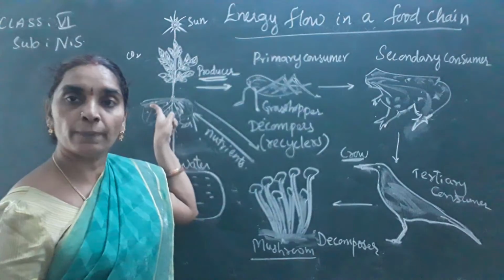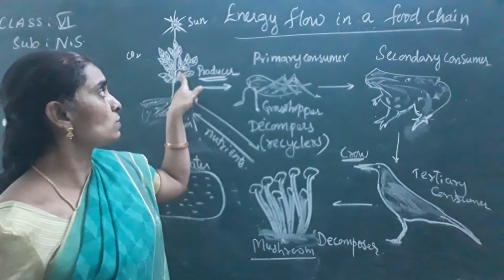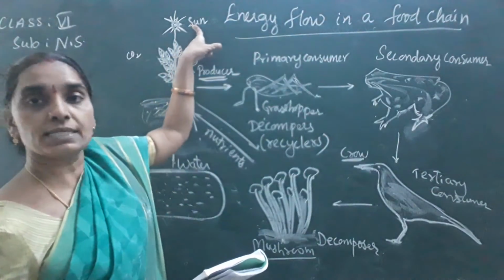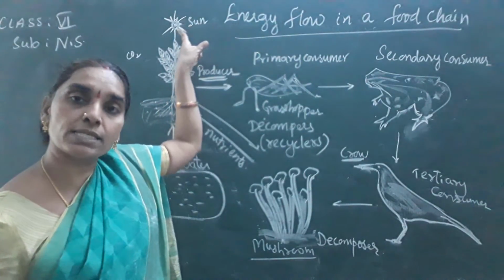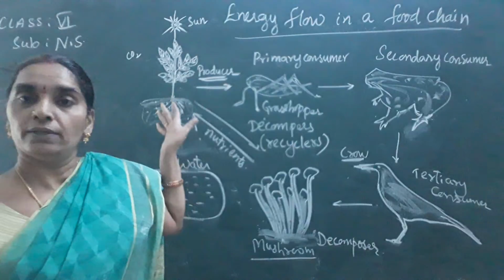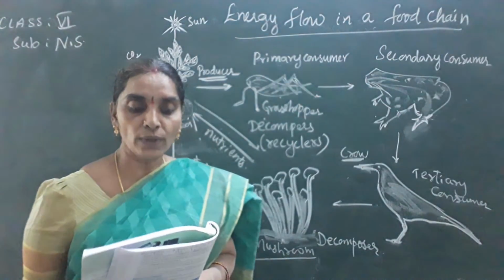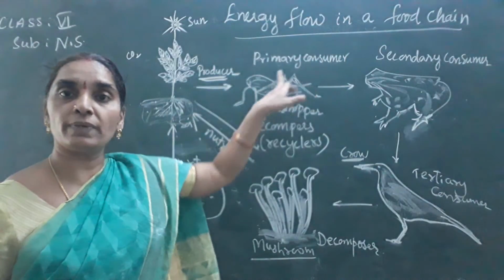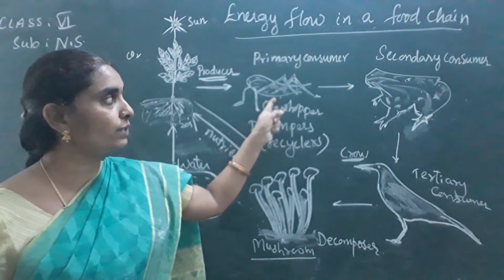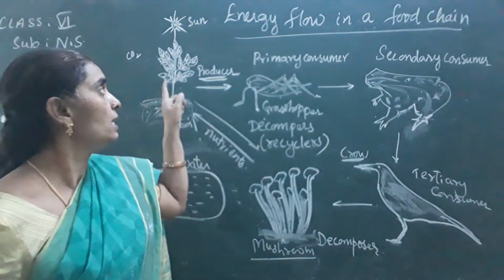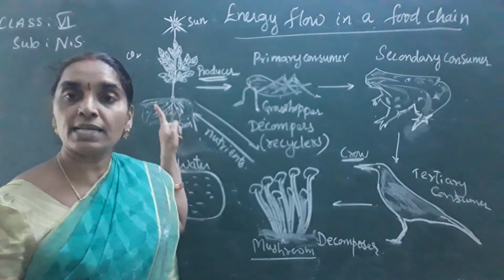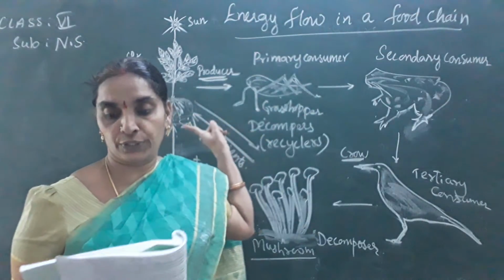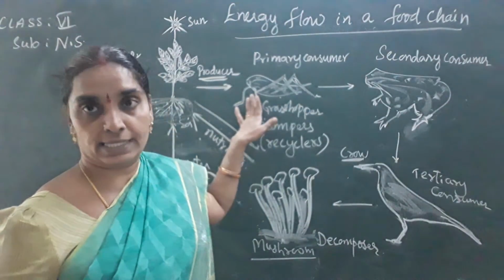Food chain starts from producers. So what is the source of energy for the producers in the food chain? It is sunlight. Solar energy is the source of energy for the food chain. Next, how does the grasshopper get its energy? The primary consumer here, the grasshopper, gets its energy from the plants, that is producers, by eating grass.